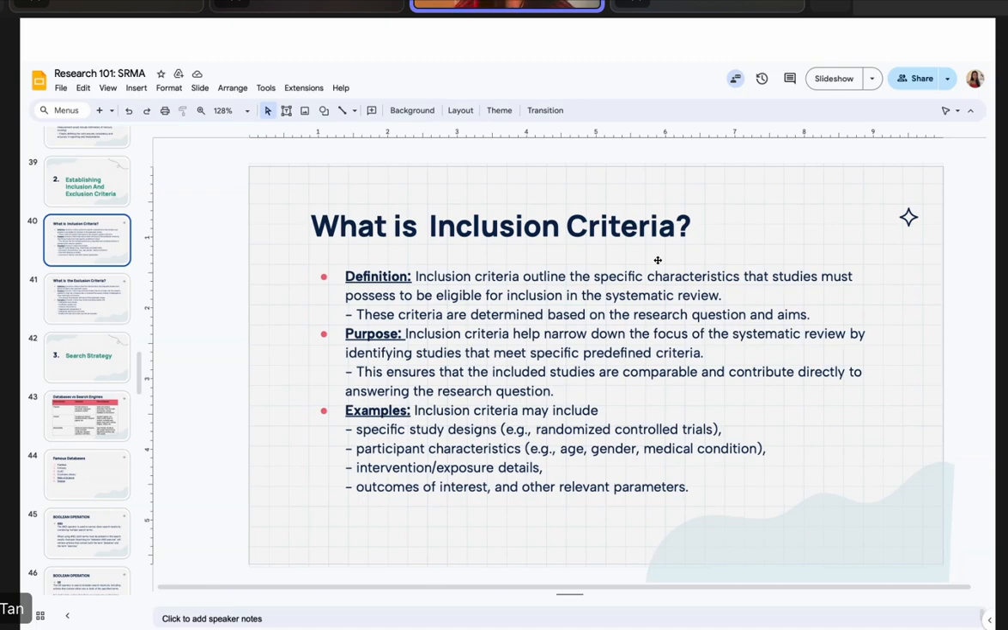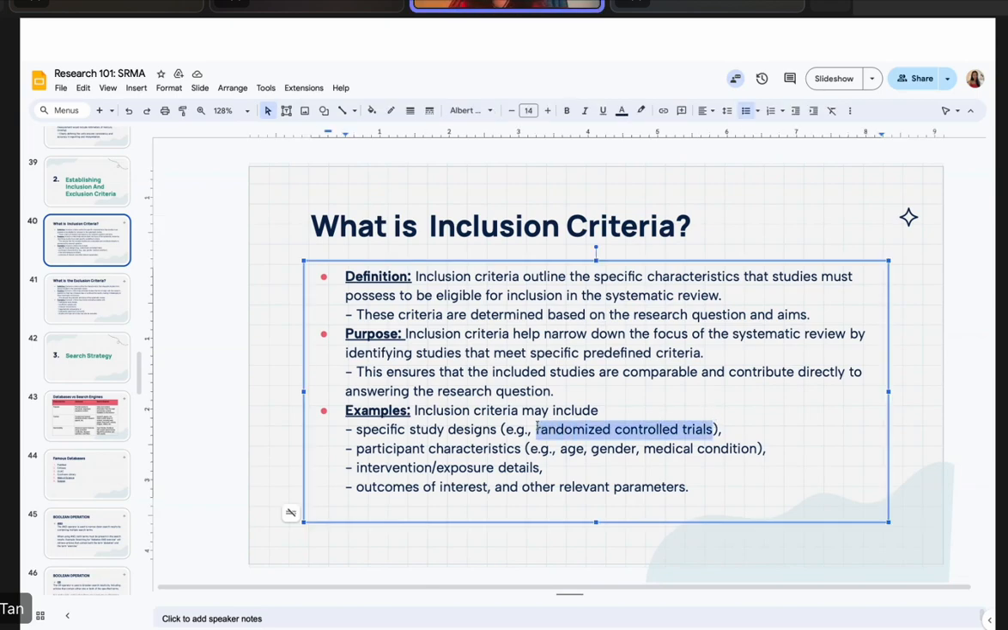Inclusion criteria may include specific study design, so randomized controlled trials. So these are clinical trials, but it's randomized, meaning you put the patients into group A and B, but then it's random and it's in a controlled environment. But they're basically a type of clinical trial. And participants' characteristics, age, gender, and medical condition. And you have your intervention or exposure details, outcome of interest, and other relevant parameters.